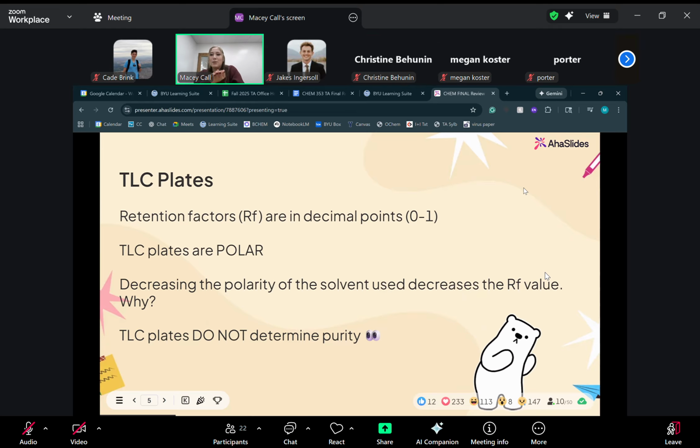So my TLC plate is polar, right? And so if my solvent is non-polar, then my solvent's going to interact more with my sample that I'm running. And so my sample can't move as far up the plate, right? So inversely, if my solvent is more polar, then my RF value will increase, right? Because my polar solvent will be interacting with my TLC plate a ton, and then my sample that I'm running is going to be able to go really far.